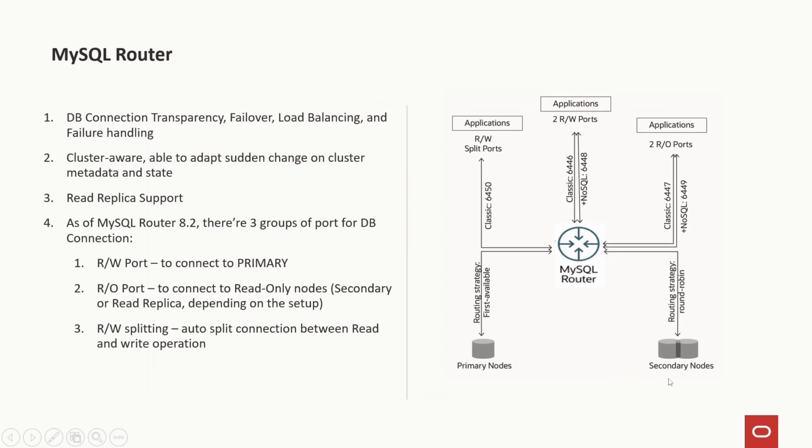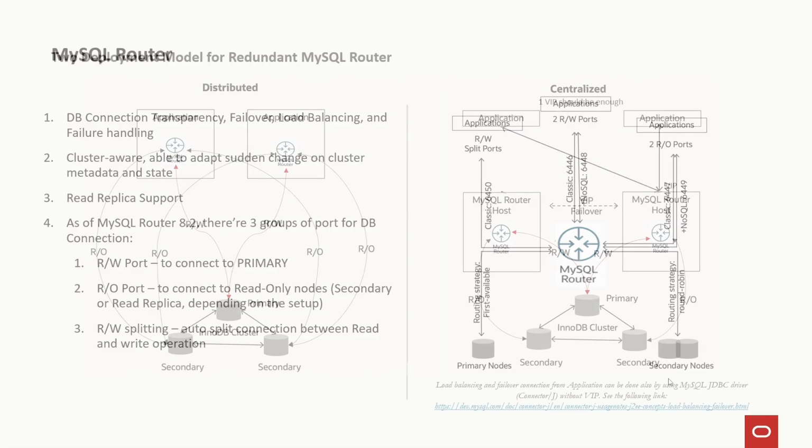And this is MySQL Router. As I mentioned, it is a crucial component of the InnoDB cluster for applications to connect to the InnoDB cluster transparently. So the application does not need to know where the primary is, where the secondary is. Everything is handled by MySQL Router. So how do we install MySQL Router now?